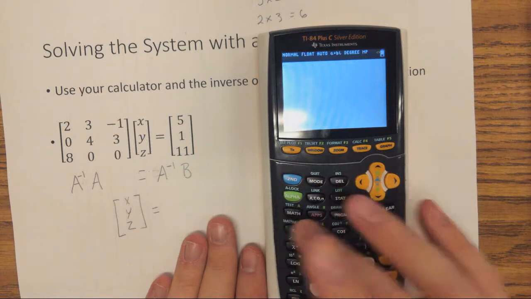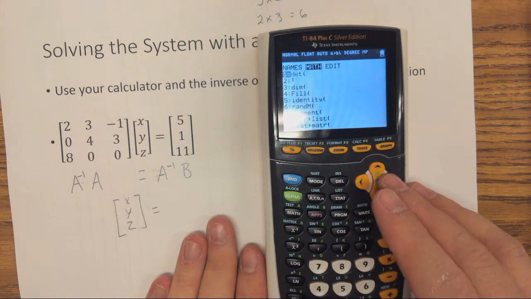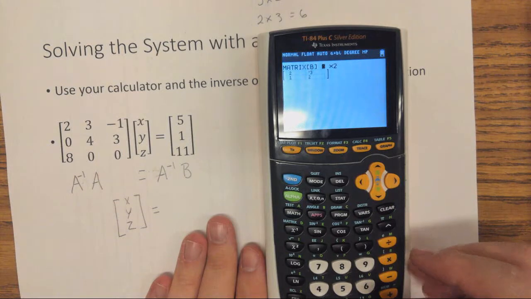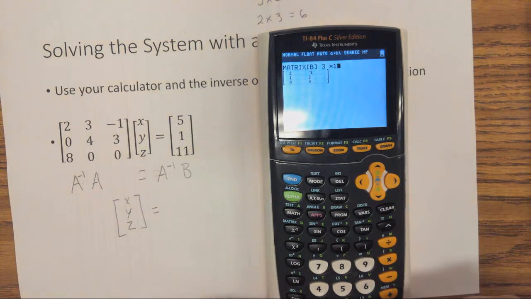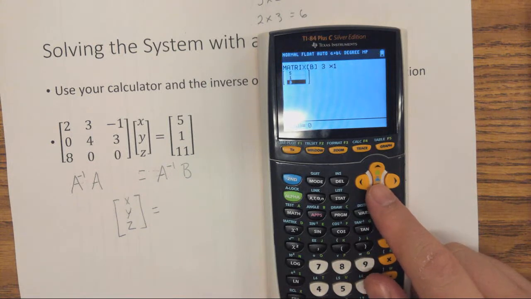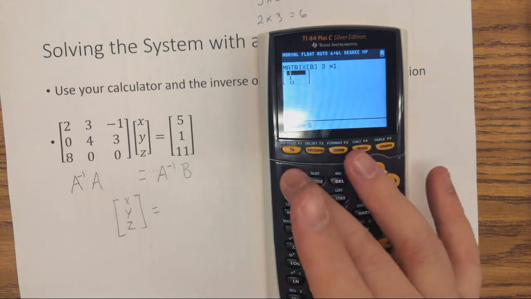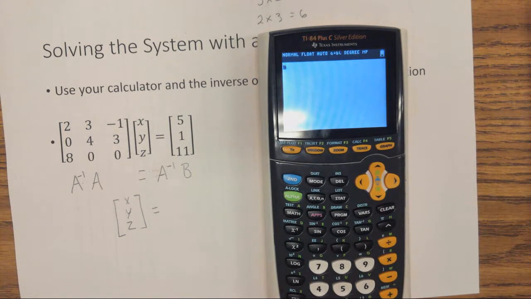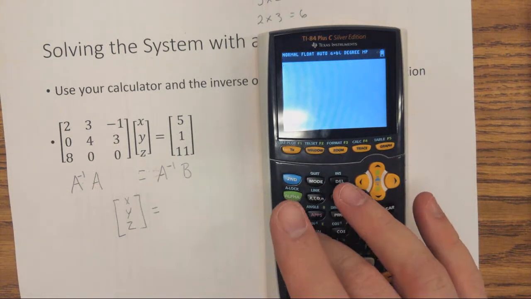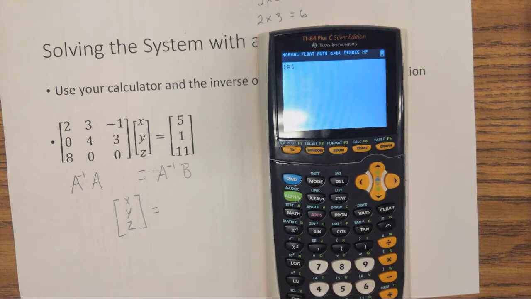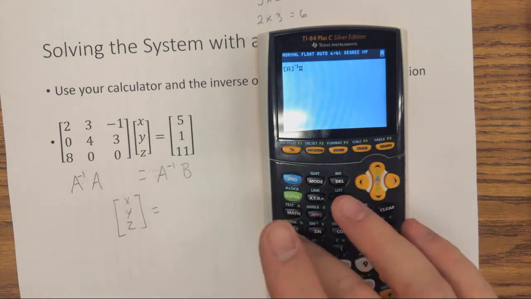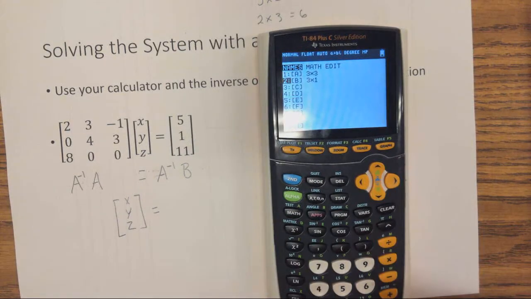Quit that, go back into matrix, go over to edit, go to matrix B. This is going to be a 3 by 1, and this is going to be 5, 1, and 11. Alright. Well, now comes the easy part. I've got all that stuff entered in. I'm going to go to my matrix, and I'm going to pick matrix A, hit the inverse, then I'm going to go back into my matrix, go to matrix B, and then hit enter.